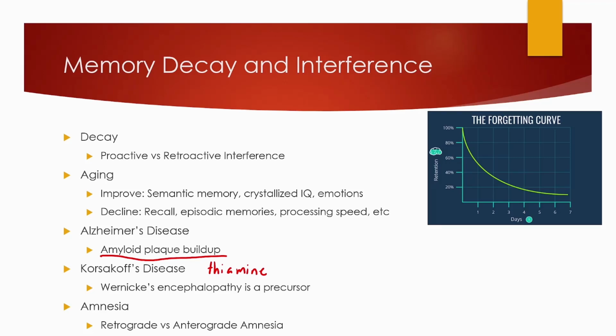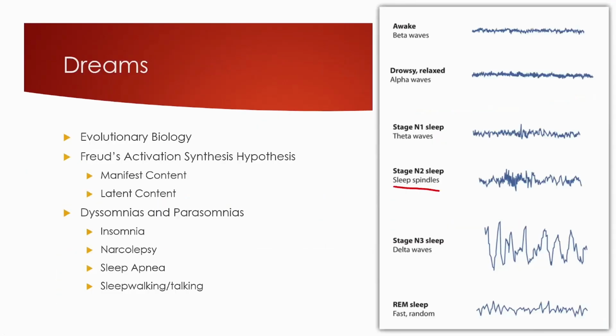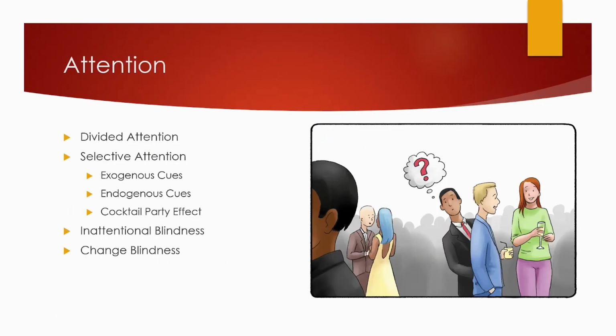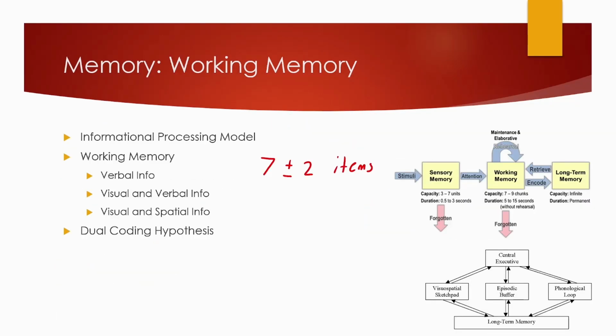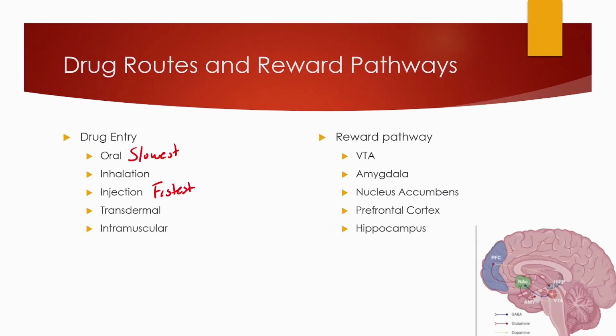Alright, so that's basically all I have for you guys here. We've covered memory, attention, drugs, dreams, and sleep. One thing I want you guys specifically to focus on would definitely be memory. This is probably very high yield. I also want you guys to focus on this reward pathway. I also said this is high yield.